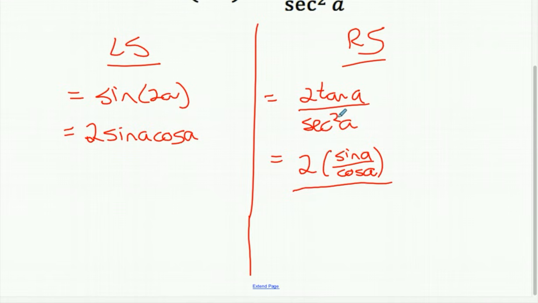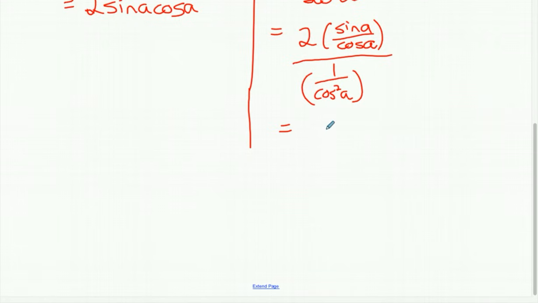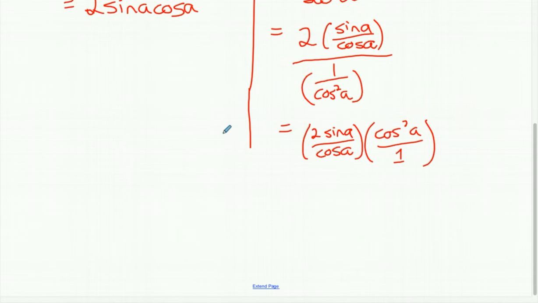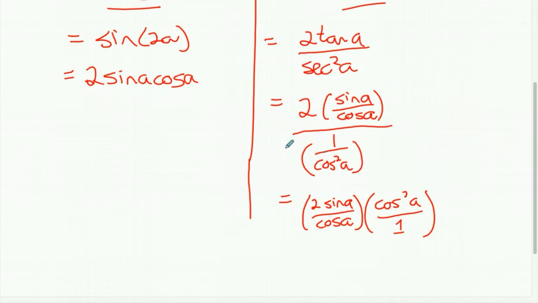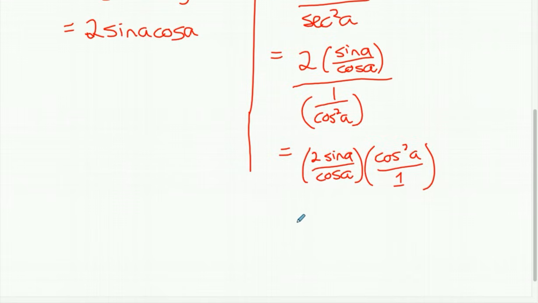Well, secant is a reciprocal trig ratio. Secant is the reciprocal of cosine, so I could write this as 1 over cos squared A. Now I'm dividing fractions. So I have 2 sine A over cos A divided by 1 over cos squared A. When dividing by a fraction, just flip and multiply. So cos squared A over 1. So I haven't changed the value of anything. I've just used identities that I know are true. And I'm going to keep simplifying.